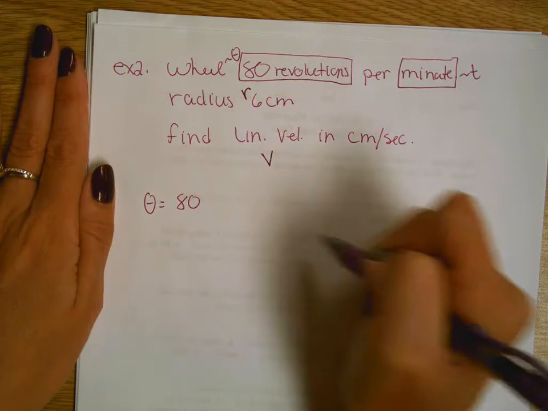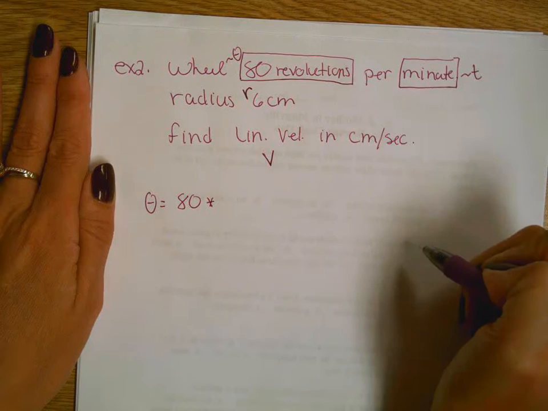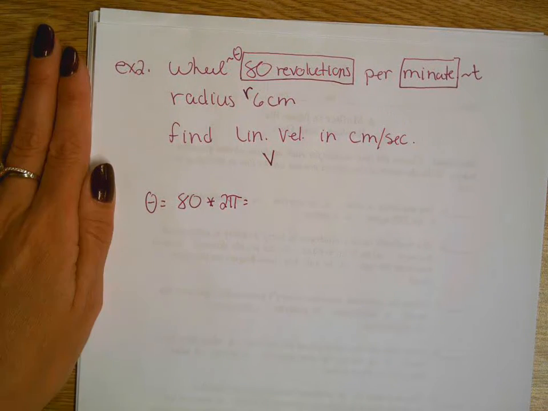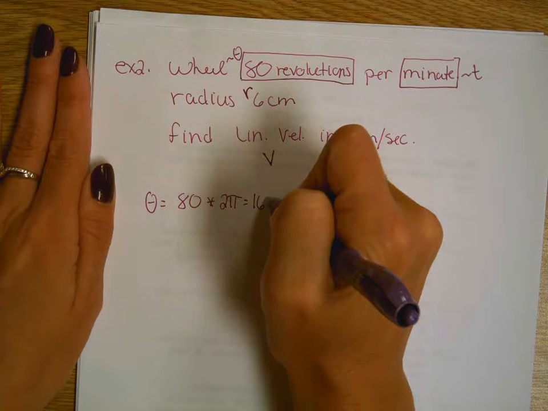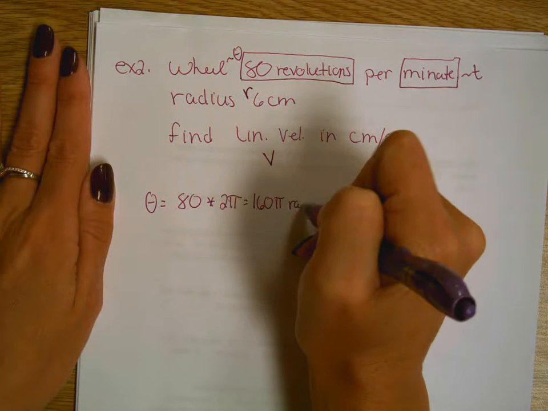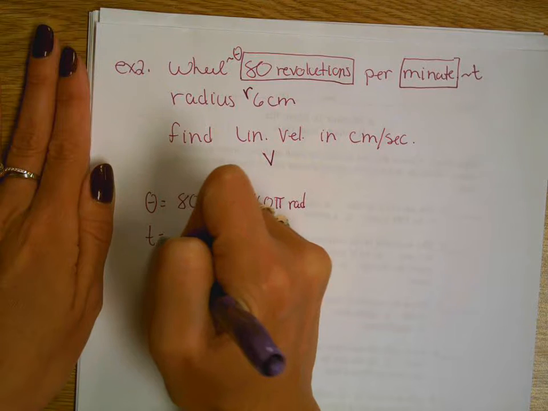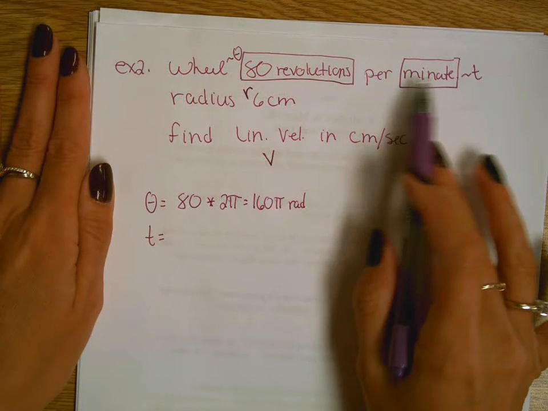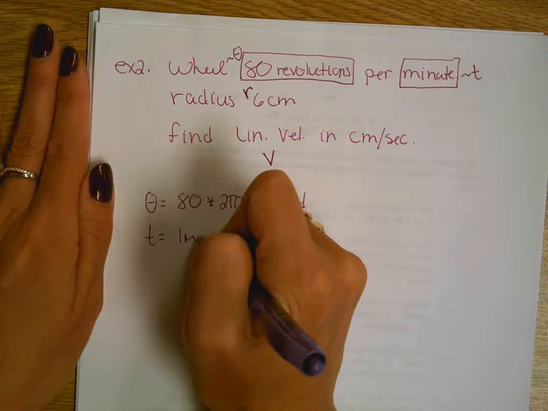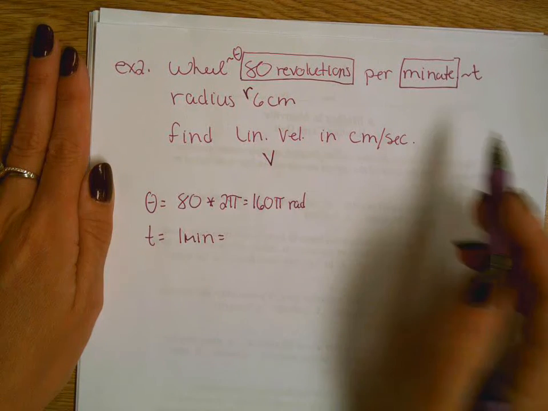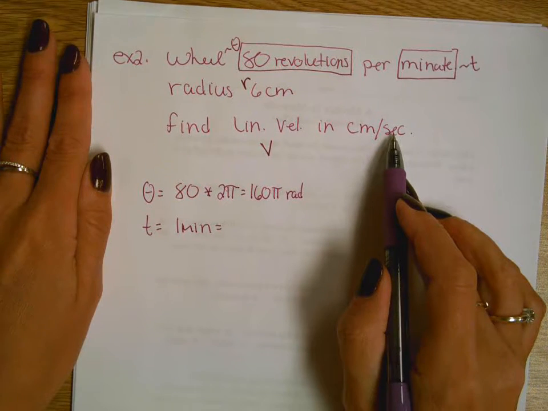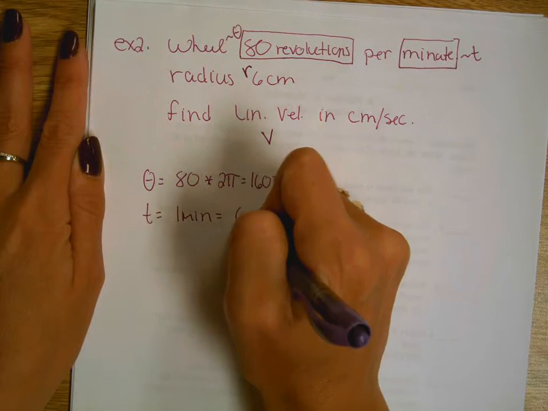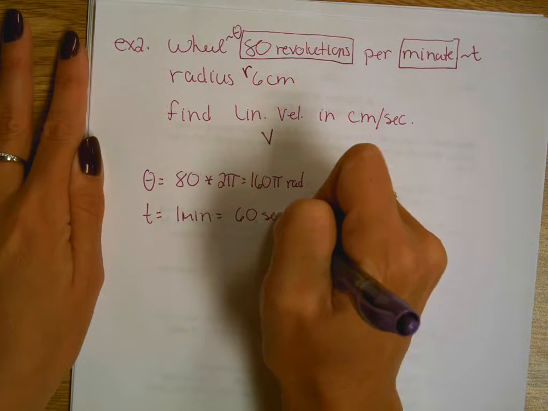So theta fixed off to the side here. If it starts out 80 revolutions, multiply that by 2 pi to get your radians. Our time we're starting out with is 1 minute per minute. But we've got to fix it so that I end in seconds. So what's my 1 minute going to change to? 60 seconds. So we're going to be using 60 seconds in the formula.